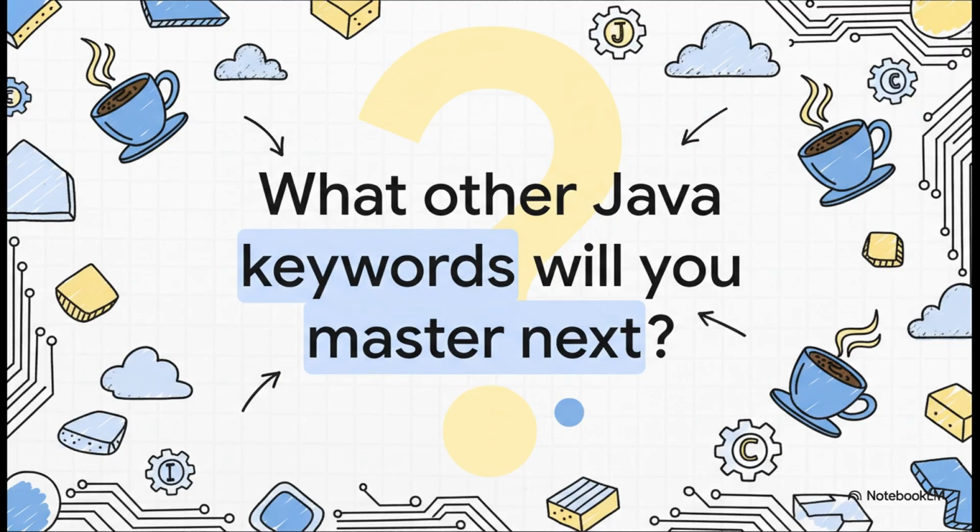And there you have it. Now you know the rules of final and static. Getting these down is a massive step towards writing really solid professional Java code. So what other Java keywords are you going to master next?